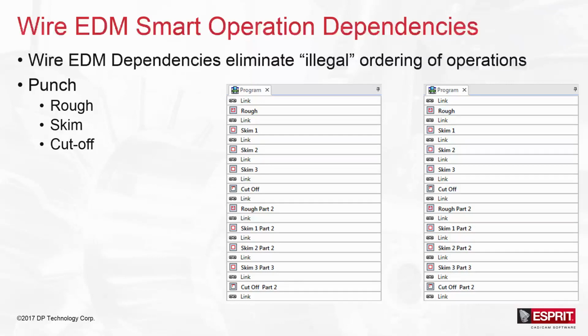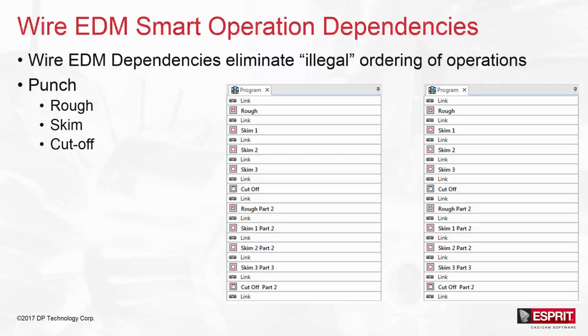For anyone who isn't familiar with Wire EDM, when you program a Wire EDM operation, depending on the number of cuts you ask for, you will have a different number of children operations. Most of the time, you will have at least a rough cut and maybe a few skims. In the 2000 series, customers would be able to move operations in any order they wished. While this might have its advantages, it would often lead to operations being moved in an illegal order.